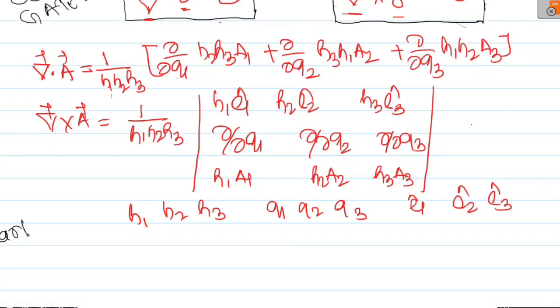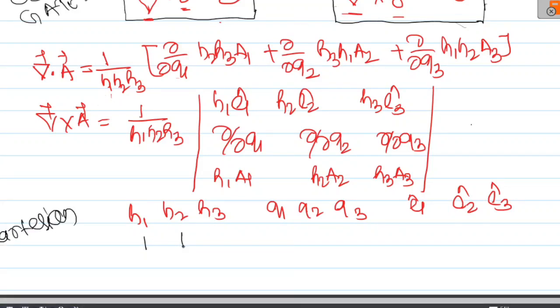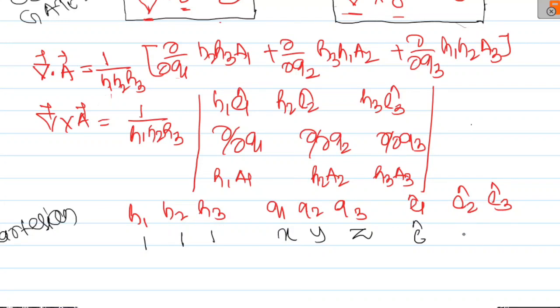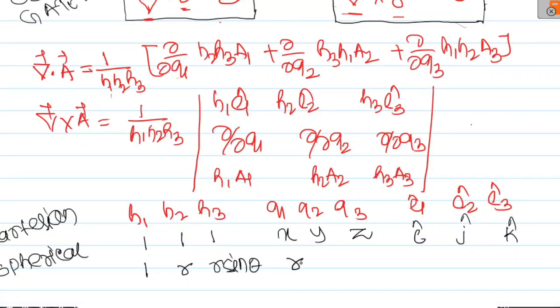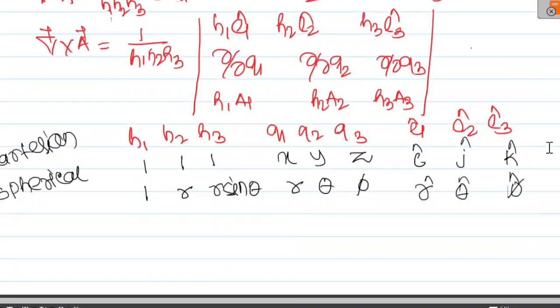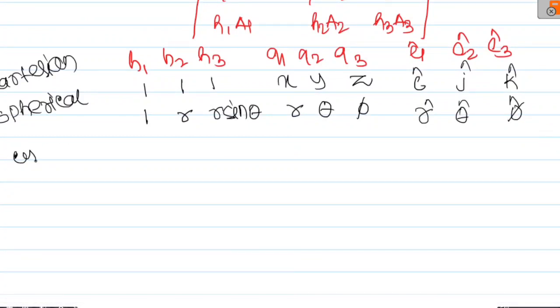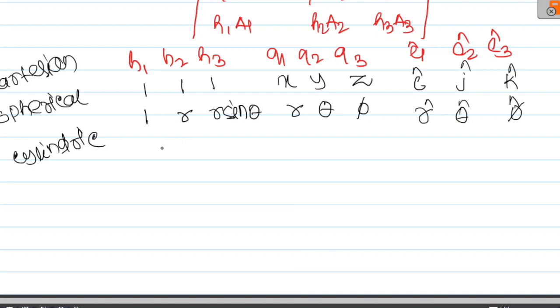In Cartesian coordinate system, h1, h2, h3 are 1, 1, 1; q1, q2, q3 are x, y, z; e1 cap, e2 cap, e3 cap are i cap, j cap, k cap. In spherical polar coordinate system, h1, h2, h3 are 1, r, r sin theta; q1, q2, q3 are r, theta, phi; and the unit vectors are r cap, theta cap, phi cap. In cylindrical coordinate system, h1, h2, h3 are 1, rho, 1; q1, q2, q3 are rho, phi, z; and the unit vectors are rho cap, phi cap, z cap.